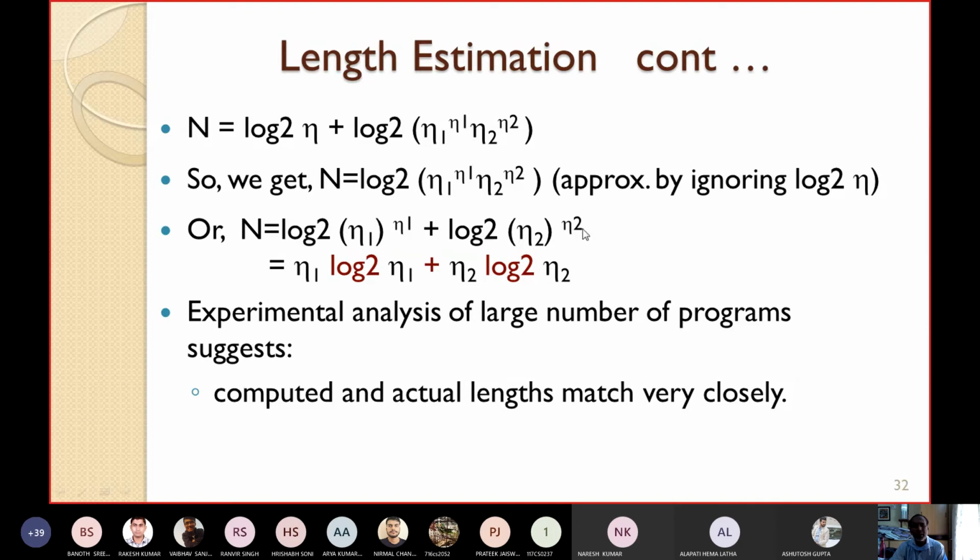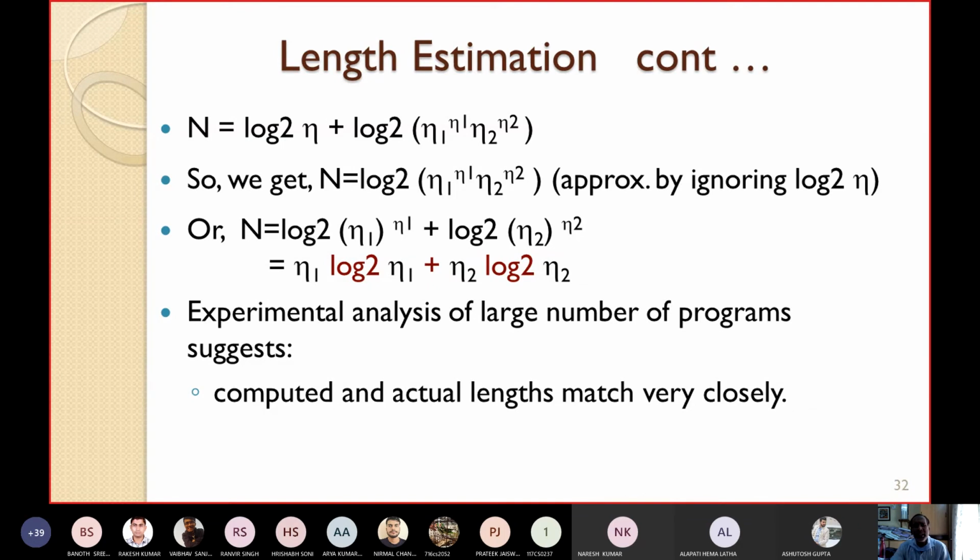Very simple. Just again use this power. Again after simplification, we will get η1 into log2 η1 plus, again, η2's power comes to the left side, η2 into log2 η2. So the program length can finally be represented as N is equal to η1 into log2 η1 plus η2 into log2 η2. Now you please see, I do not require the total number of operators and operands. I can easily find out the length of the program just by knowing the unique number of operators and the unique number of operands. I need not count the total number of operators and operands.